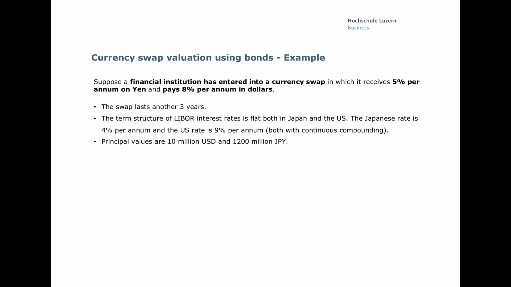Principal values in the two currencies are $10 million US and 1,200 million Japanese yen. The current exchange rate is $1 costs 110 yen, which implies the current spot exchange rate S0 is 1 divided by 110.